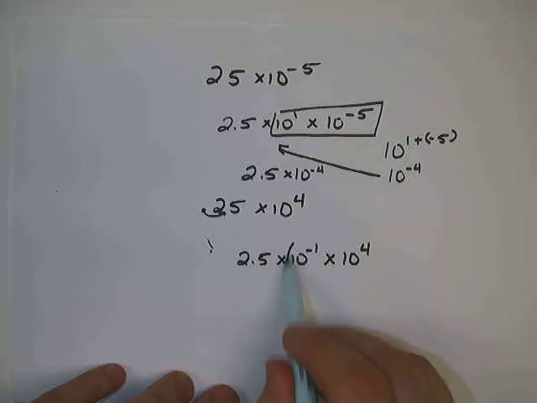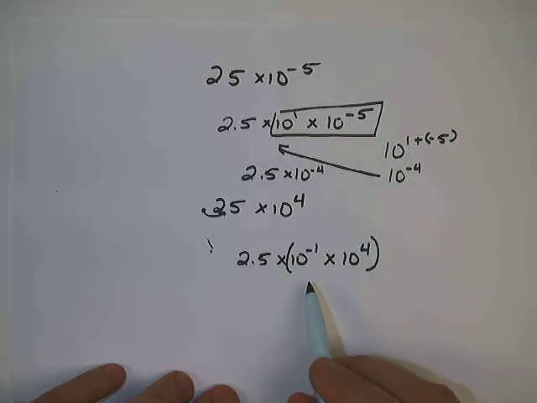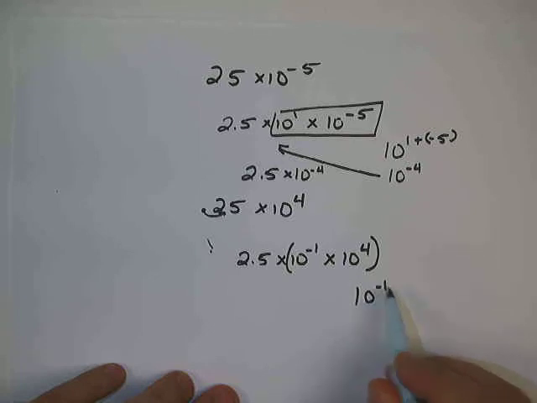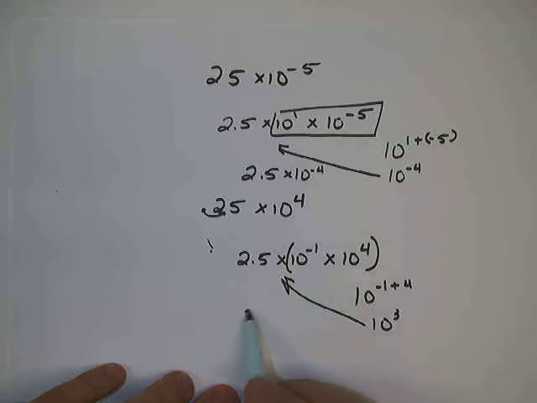Again, we apply the laws of exponents here. 10 to the negative first plus 4. Now we have 10 to the third. We've covered this previously. 10 to the third. We bring that back up here. Now we have 2.5 times 10 to the third.